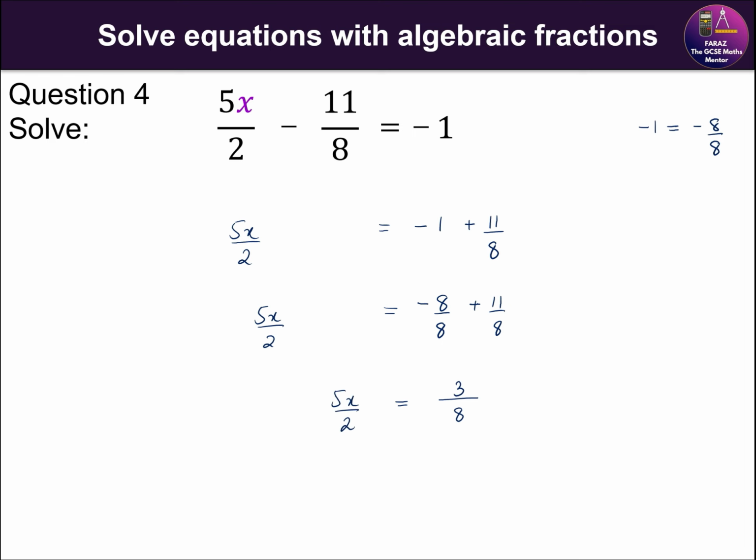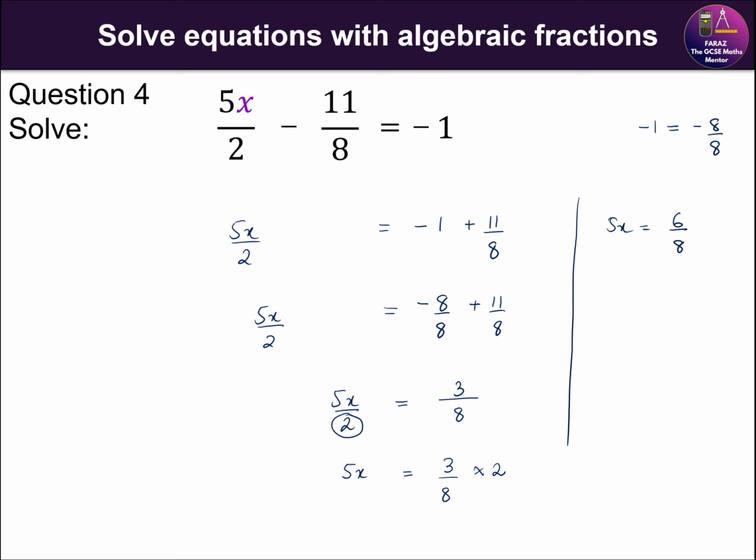Now we have 5x over 2 equals 3 over 8. So now 2 is in the division because it is in the denominator. On the right hand side it will multiply, because the inverse operation of division is multiplication, or you can say multiply 2 on both sides. Then we have 5x equals 3 into 2, which is 6 over 8.